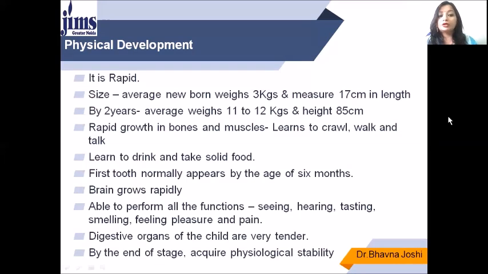The brain grows very rapidly. The child learns new words, and new vocabulary is developed. He is able to perform the basic functions: he is able to see, hear, and taste whether the food is sour, sweet, or salty. He is able to smell, and he is able to feel pleasure. He is happy and able to express that happiness, and he is also able to express and feel pain.